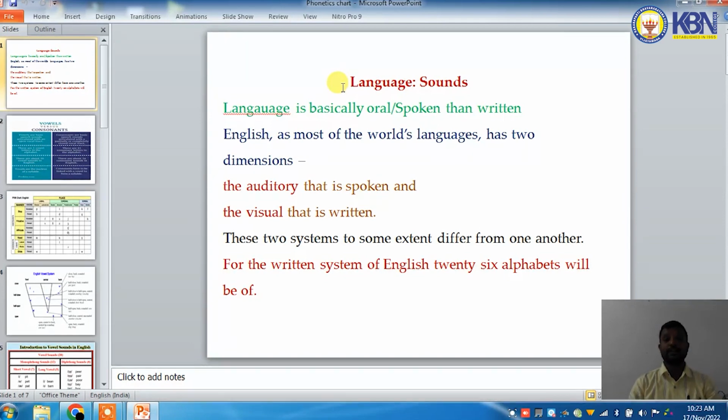Why should we learn English? The reason is, we know that it is one of the precious or prestigious languages that is spoken all through the world. Besides, the reason behind learning English is that it has two dimensions, my dear students. The first dimension is the auditory, that's spoken, and the second dimension is visual, which is written.